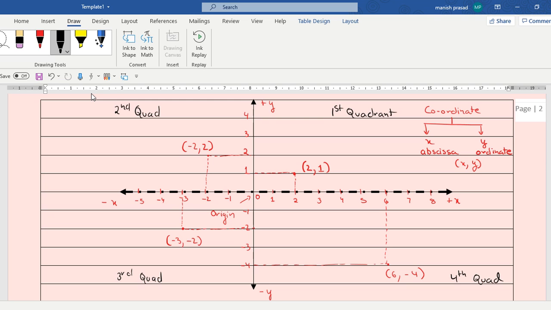Now you can see in the first quadrant, the value of x and y will both be positive always. In the second quadrant, the value of x is negative, but the value of y is positive. In the third quadrant, the value of x is also negative and the value of y is also negative. And in the fourth quadrant, the value of x becomes positive and y remains as negative.